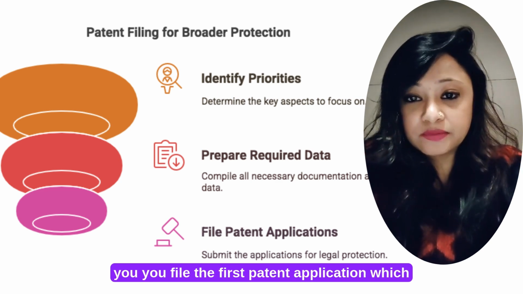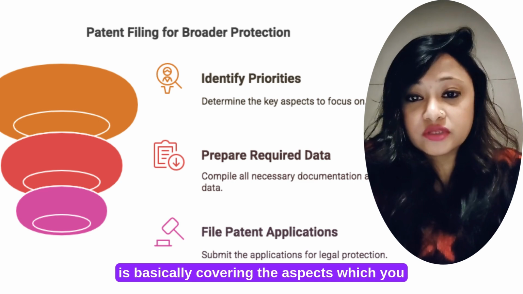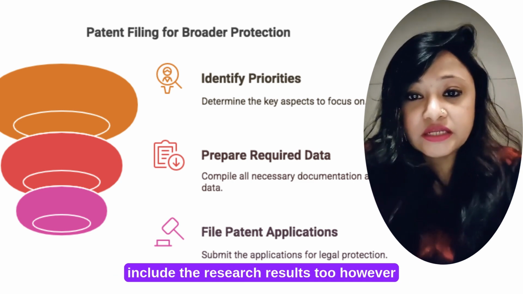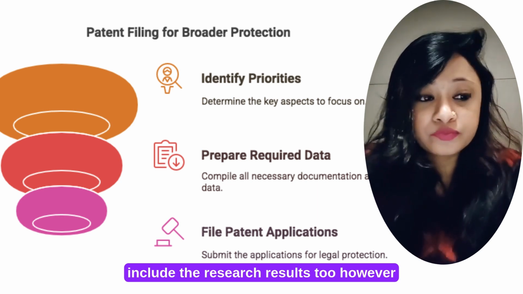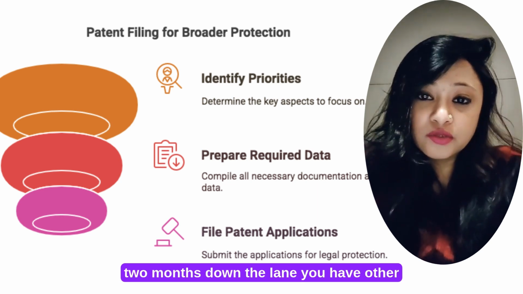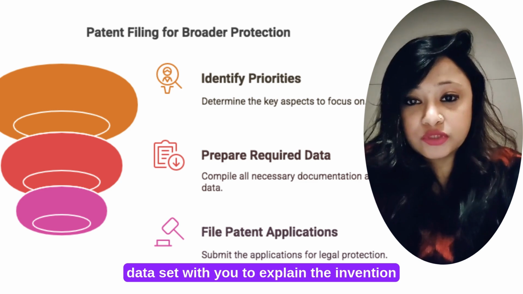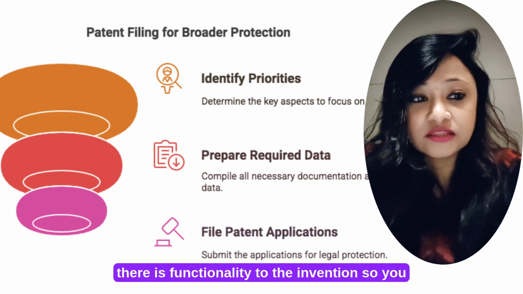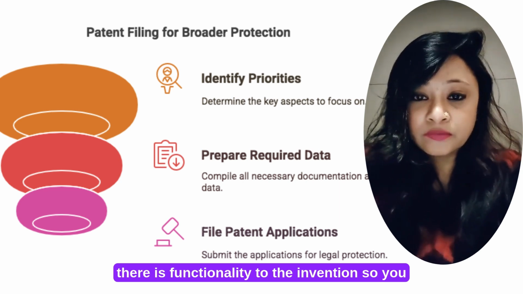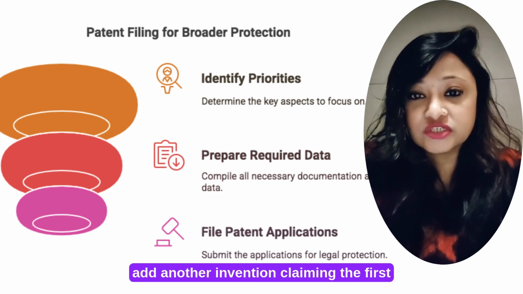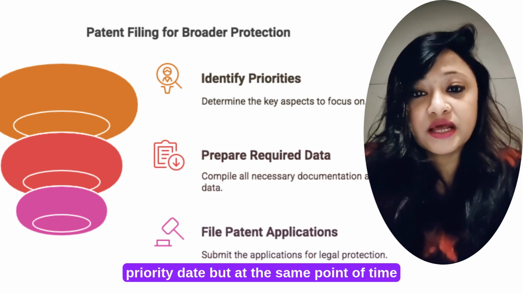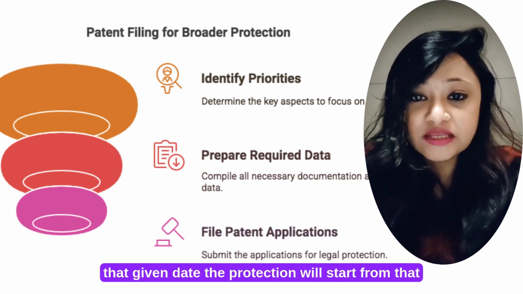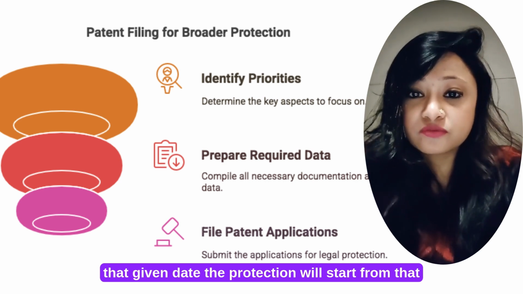You file the first patent application, which is basically covering the aspects which you have at that point of time, and that might include the research results too. However, 2 months down the line, you have another data set with you to explain the invention where there is a technical effect and there is a functionality to the invention. So you add another invention claiming the first priority date, but at the same point of time, whatever disclosure is being disclosed at that given date, the protection will start from that date.